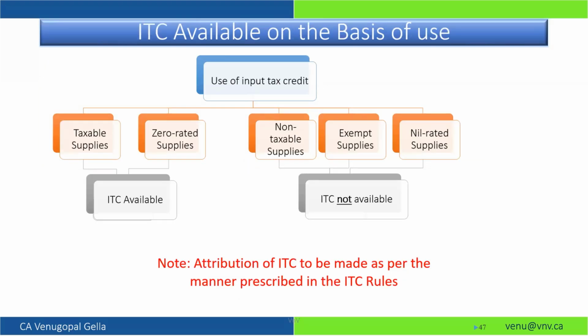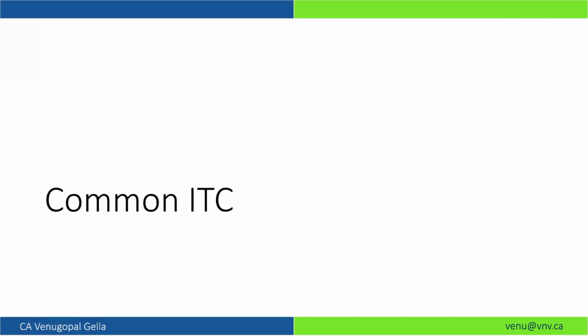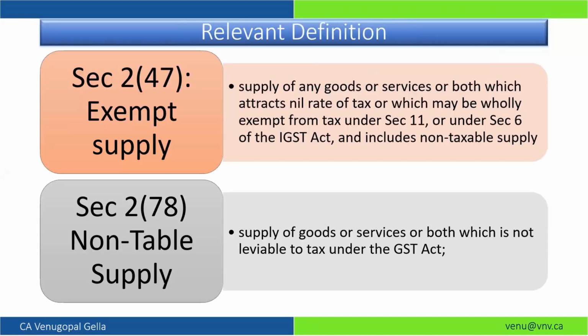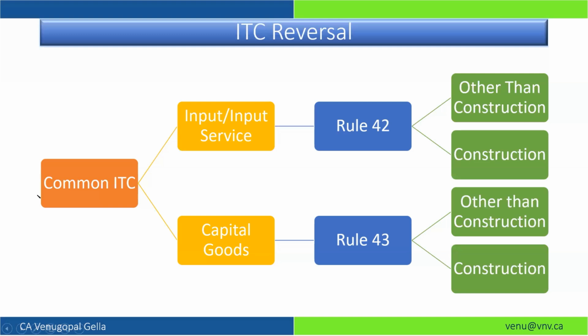As we discussed, if your ITC is used for taxable and zero-rated supply, ITC is 100% eligible. Where it is used for non-taxable, exempt or nil-rated supply, then ITC will not be eligible. Then common ITC. This is exempt and non-taxable supply, we already discussed. For common ITC, input and input service reversal is governed by Rule 42. For capital goods, it's Rule 43. You have to follow those rules in order to do your ITC reversal working.